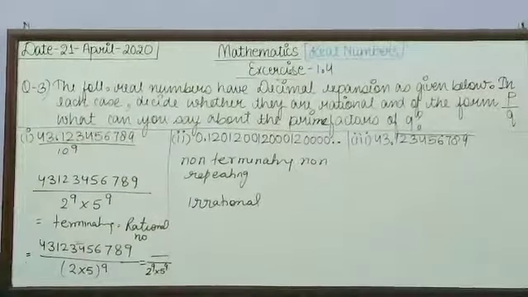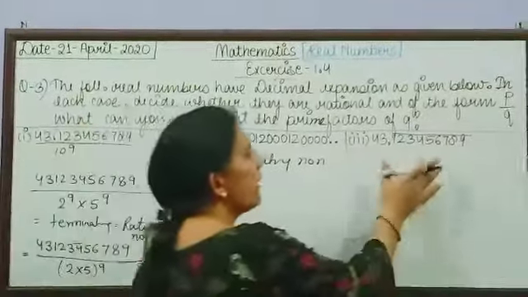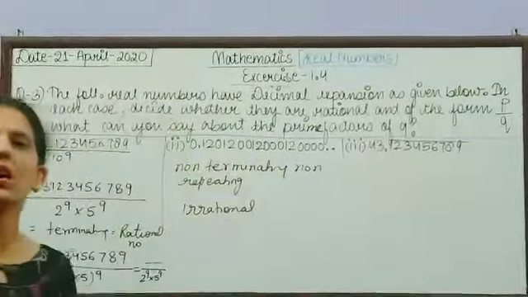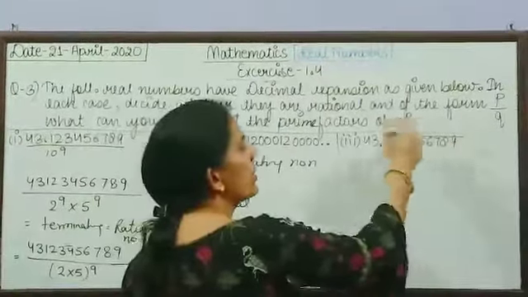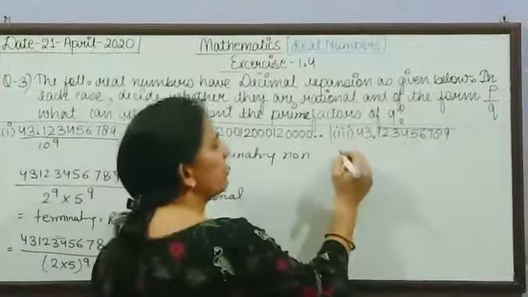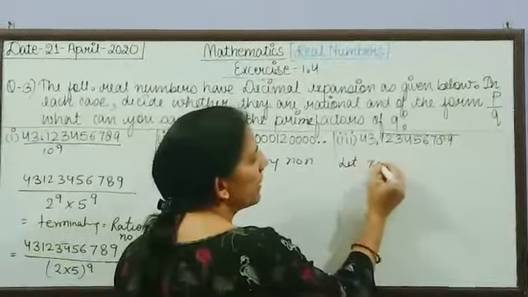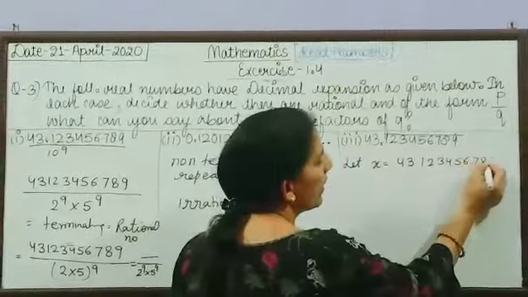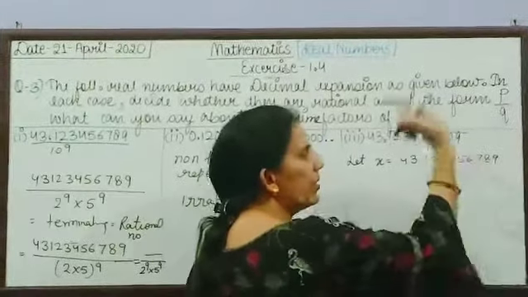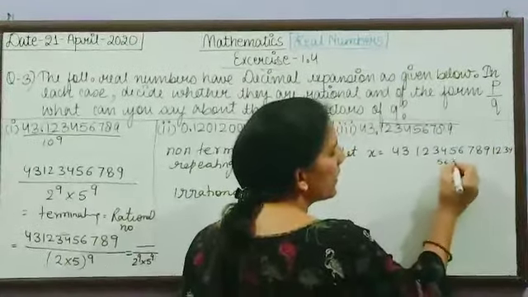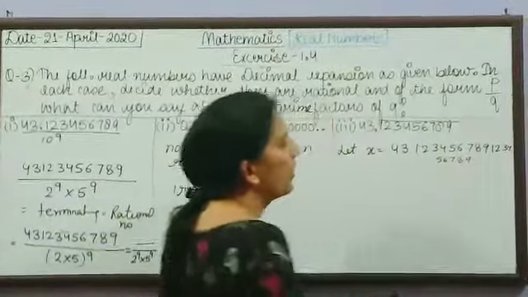Now the last part. You must have studied in 9th class how to convert such kinds of digits into p by q form. What was that? Let x is equal to 43.123456789. As these digits are repeating, we again write 123456789 and so on, right?